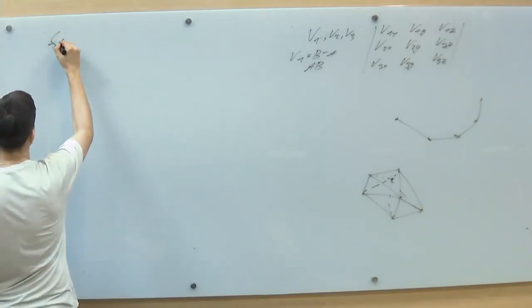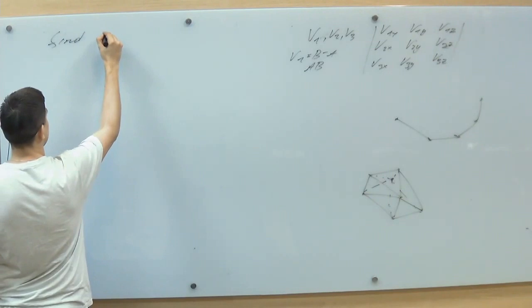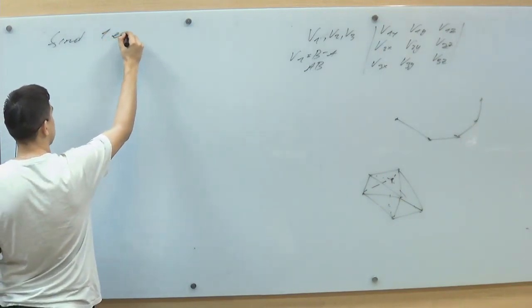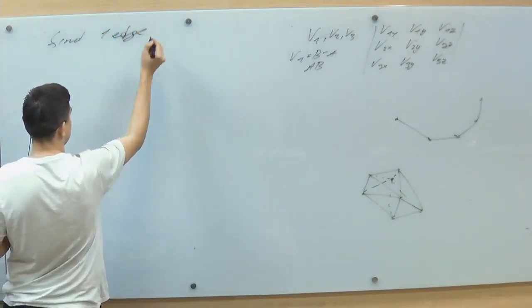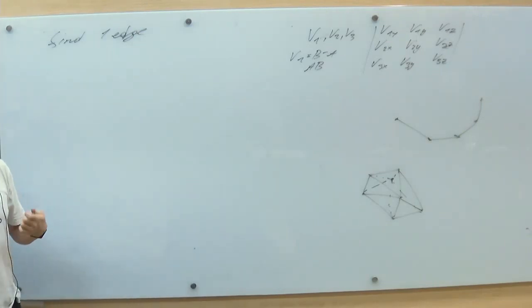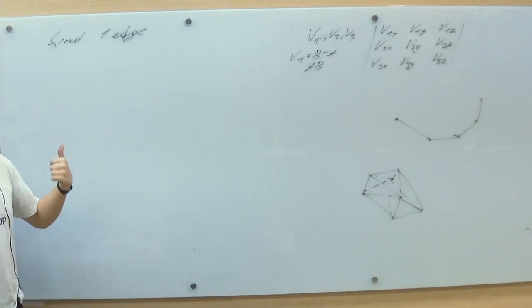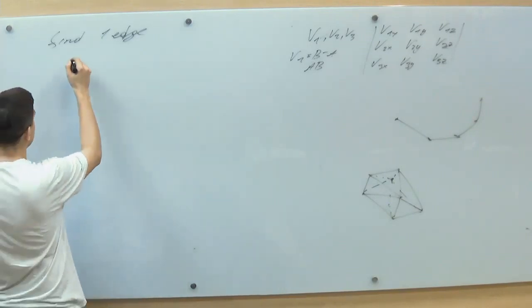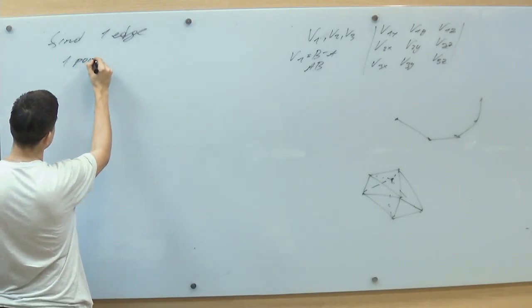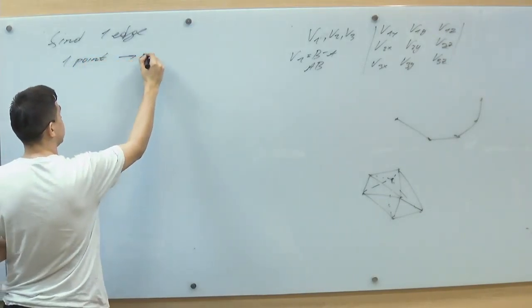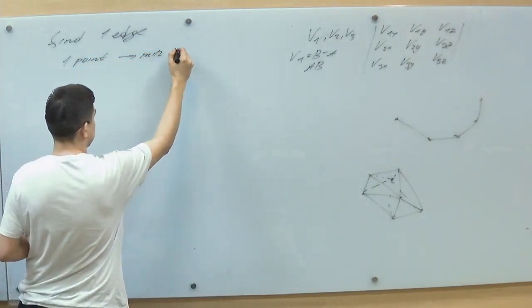So find one edge. Well, how do you find an edge of the 3D convex hull? Well, you can always take the point with the minimum z, for example. One point, the one with the minimum z coordinates.